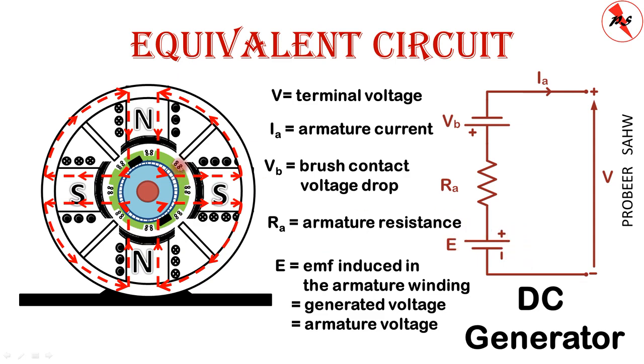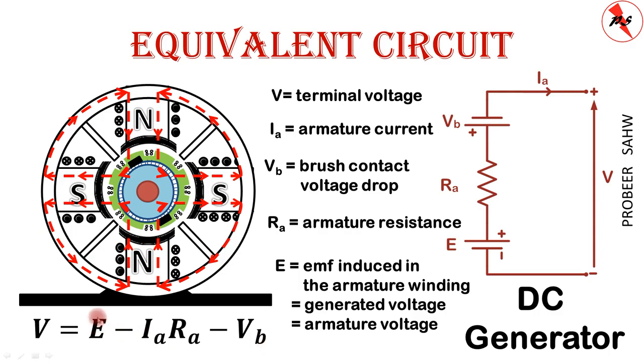This armature winding has certain resistance and it is represented by this resistor. When armature current flows from the machine to the outer terminal through these carbon brushes, there is a certain amount of voltage drop across the carbon brushes. So this DC source represents that voltage drop. If we apply KVL, the equation comes out to be V = E - IaRa - VB.